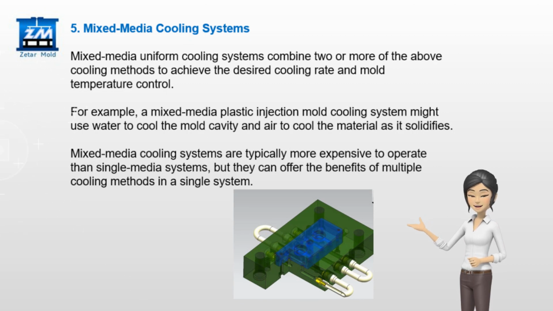Mixed media cooling systems. Mixed media cooling systems combine two or more of the above cooling methods to achieve the desired cooling rate and mold temperature control. For example, a mixed media injection mold cooling system might use water to cool the mold cavity and air to cool the material as it solidifies. Mixed media cooling systems are typically more expensive to operate than single media systems, but they can offer the benefits of multiple cooling methods in a single system.